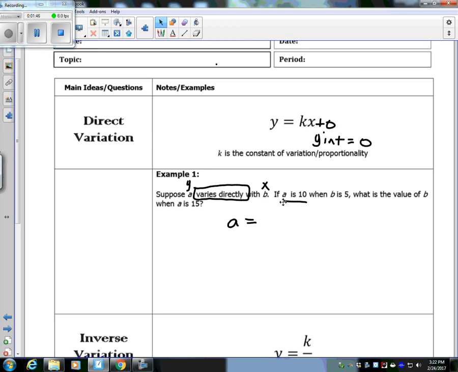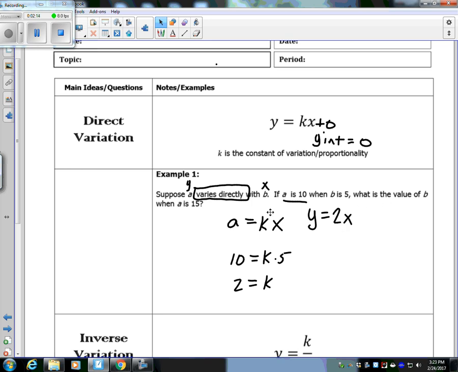So it's A equals KX, and our A is 10, and K is what you're trying to find first. And the B is the X, which is 5. So it leads you to a pretty easy one-step equation. Divide by 5 and you get K equals 2, the constant. So in our general equation, we can substitute in 2 for the K.